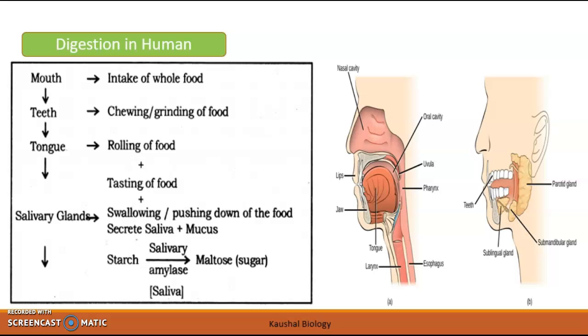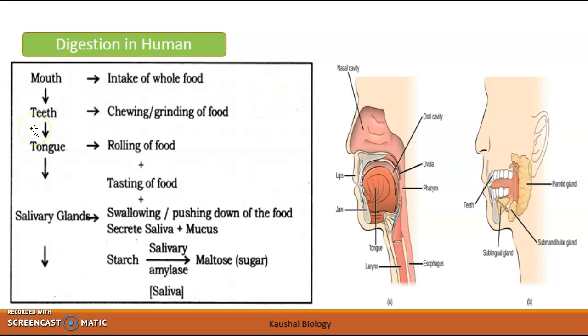Okay, so let us discuss digestion in humans in detail. Let's start from the mouth first. What happens inside the mouth? We take the whole food inside the mouth. What is the second thing inside the mouth? We have the teeth. What is the function of the teeth? Chewing the food, grinding the food and making it into small pieces.